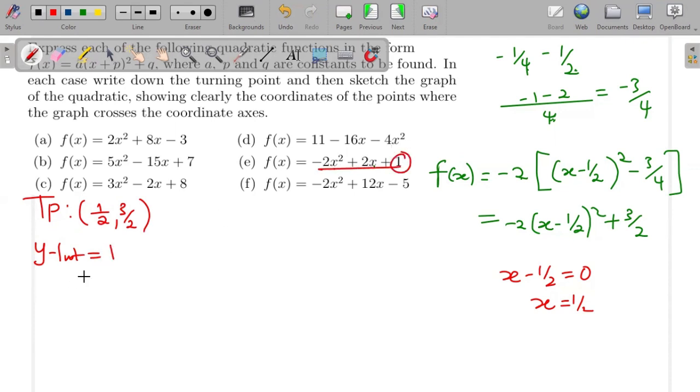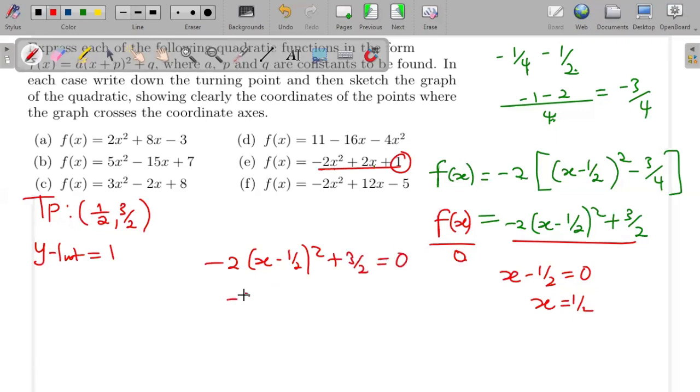So it's 1. And then for the x-intercept, we make this f of x equal to 0. So equating this whole thing to 0, it will be minus 2 times x minus 1 over 2 squared, plus 3 over 2, equals 0. This will give me minus 2 times x minus 1 over 2 squared equals minus 3 over 2. Divide both sides by minus 2. I get x minus 1 over 2 squared equals, if I divide by minus 2, 3 over 4.